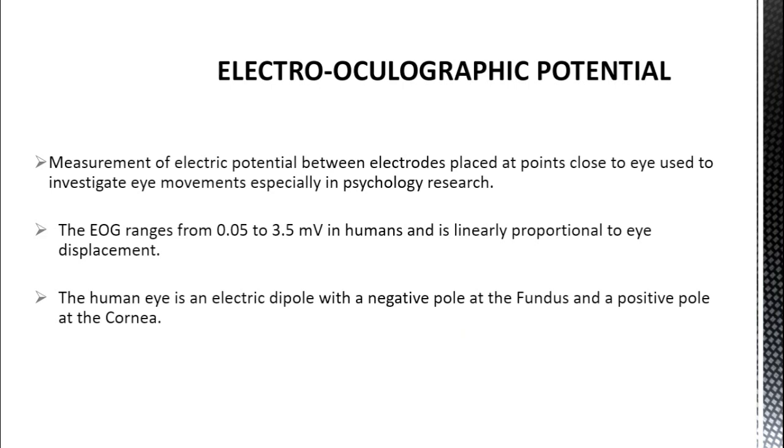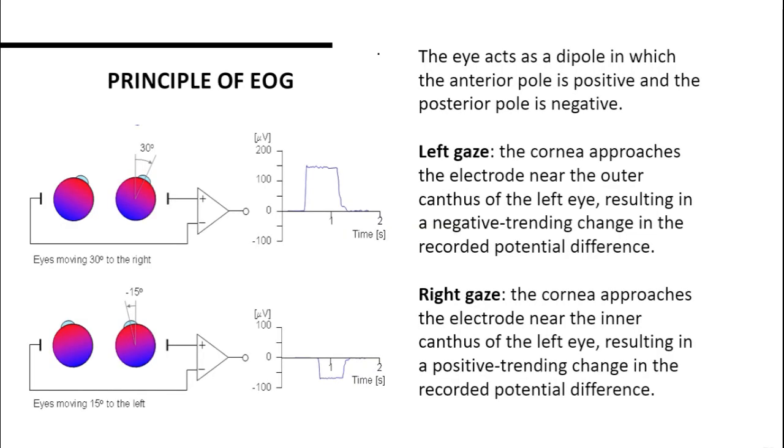Now, coming to the most important part, the range of the electro-oculographic potential. So, the range of EOG is between 0.05 to 3.0 millivolt in humans. And it is linearly proportional to the eye displacement. Now, coming to the principle of EOG.